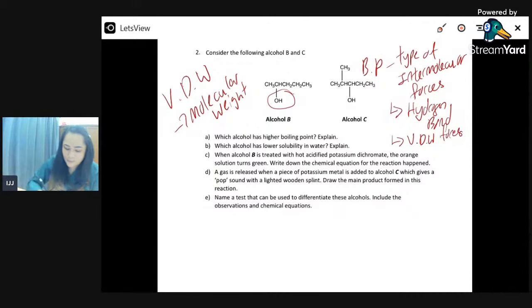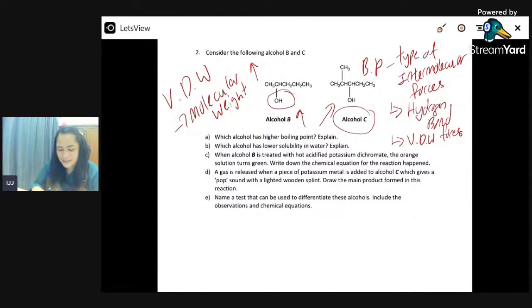Then you look between B and C. Which one will have higher molecular weight? Because higher molecular weight, stronger van der Waals forces. So kamu check, and you know that alcohol C have higher molecular weight.